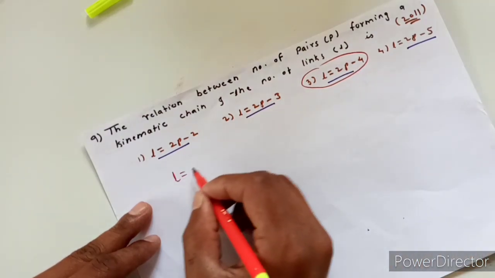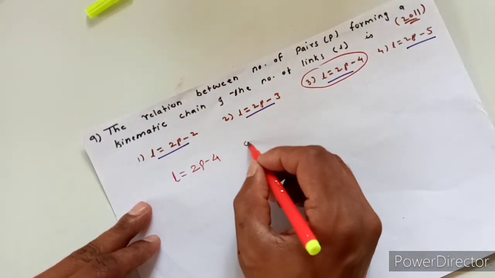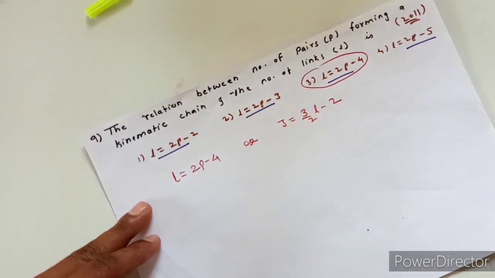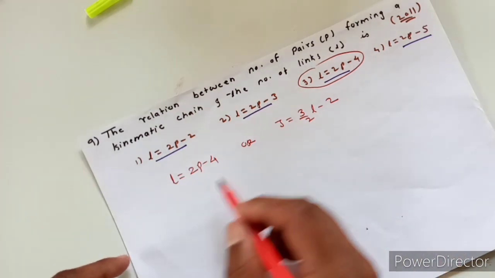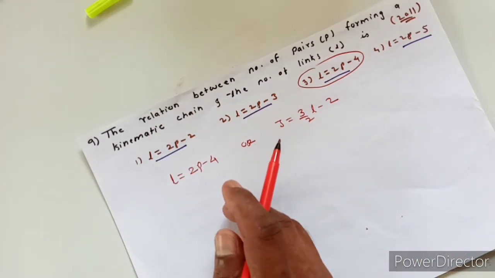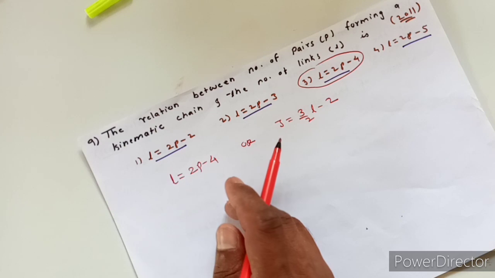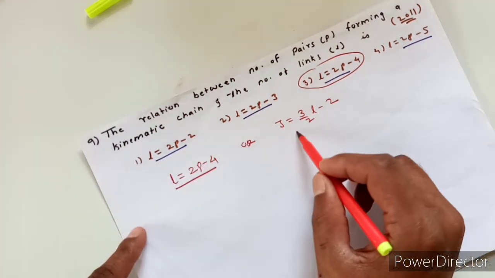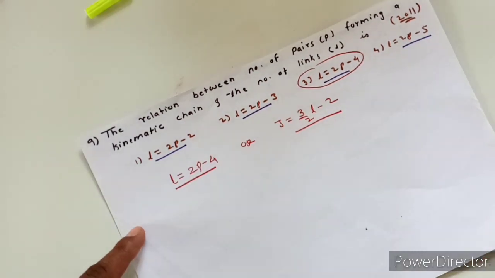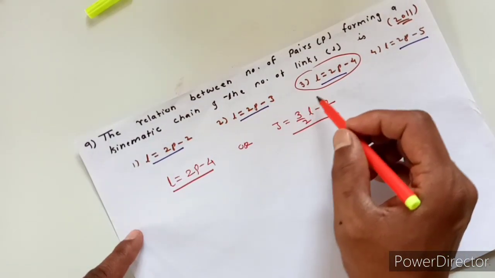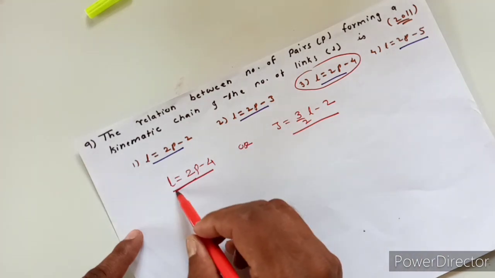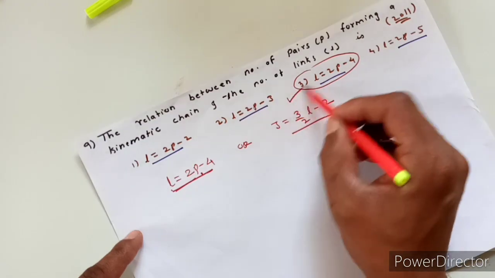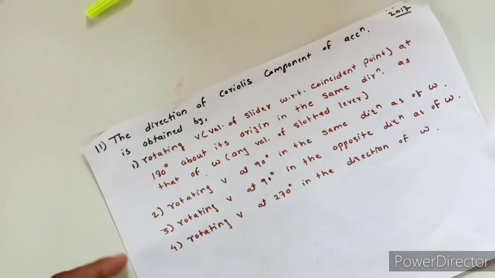There are two relations. We know that L equals 2P minus 4 or J equals 3 by 2 L minus 2. Using these two relations, we find the type of the kinematic chain. We have seen this. Using these two relations, we identify the type of mechanism. So this equation establishes a relationship between number of links and number of lower pairs in a mechanism. So the correct option is option number 3. We have to simply remember this.